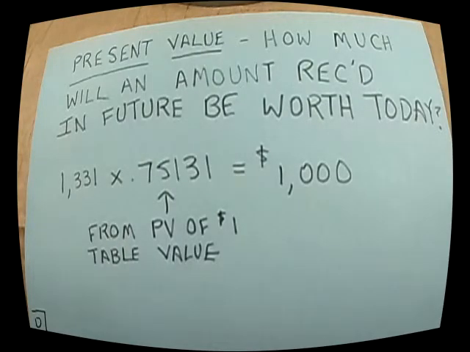Well, my example here is slightly different. We take that $1,331 that we're going to receive in the future. We multiply it by the present value table value, 0.75131, and we determine that $1,331 received 3 years from now is worth the same thing as $1,000 today.